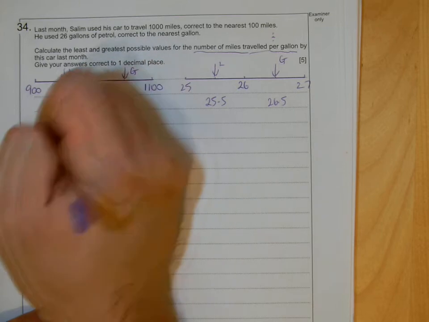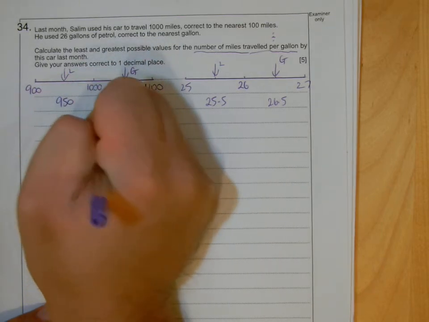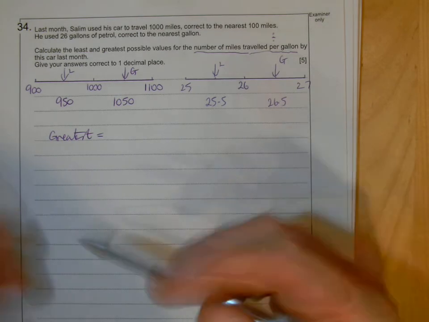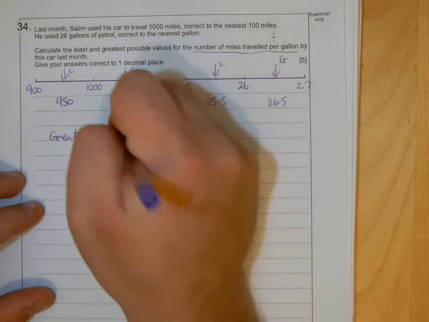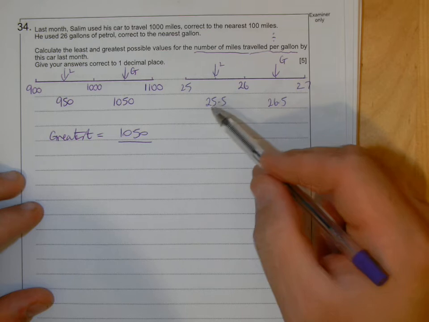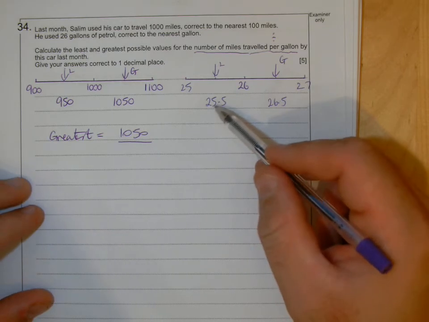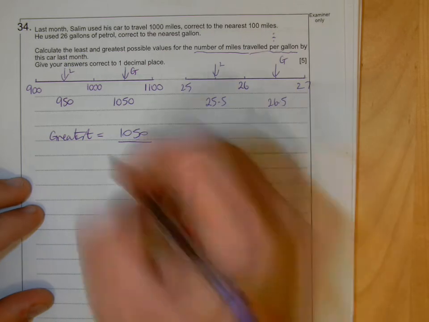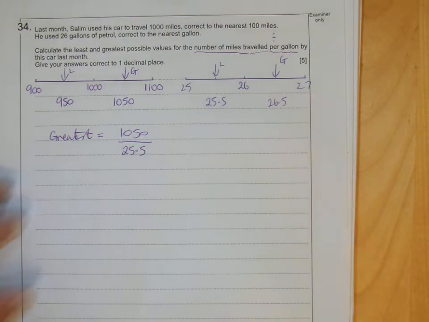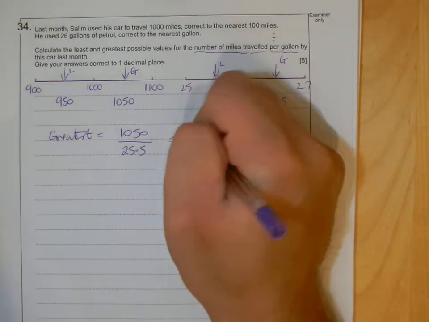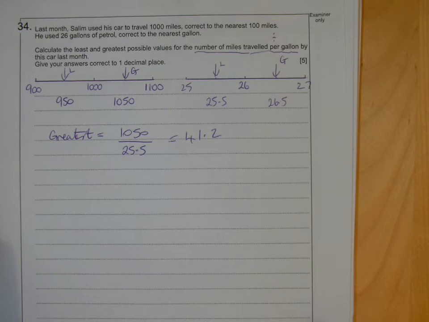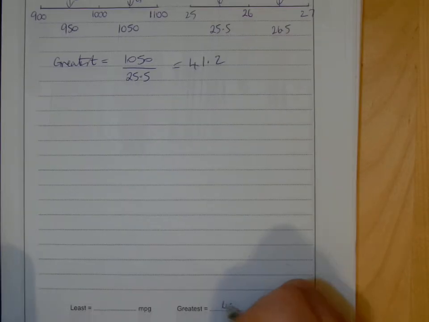So to get the greatest, I always like to start with the greatest. We need to start off with the number of miles. We need to start off with the biggest number of miles. Okay, so to get the greatest possible amount, let's start with the biggest number of miles, which is 1,050, and divide it then by the least amount of gallons of petrol, right? So 25.5. Okay, so always the greatest, to get the greatest, you've got to do the greatest divided by the least. So if I do that, I get 41.2 when I round it to one decimal place. So the greatest is going to be 41.2 miles per gallon.